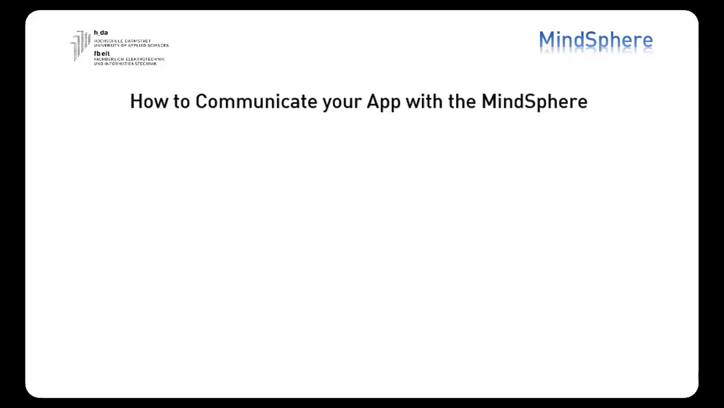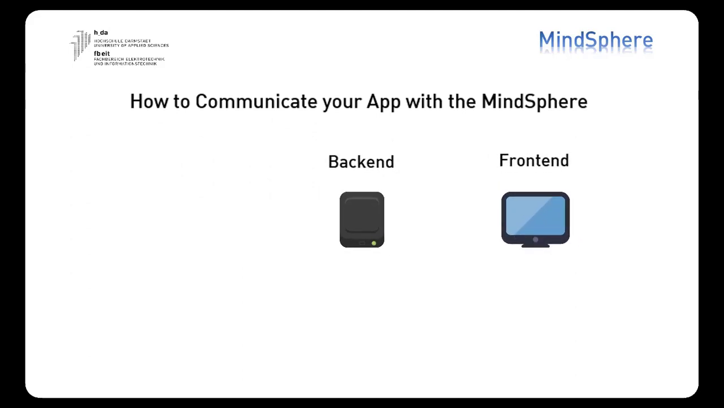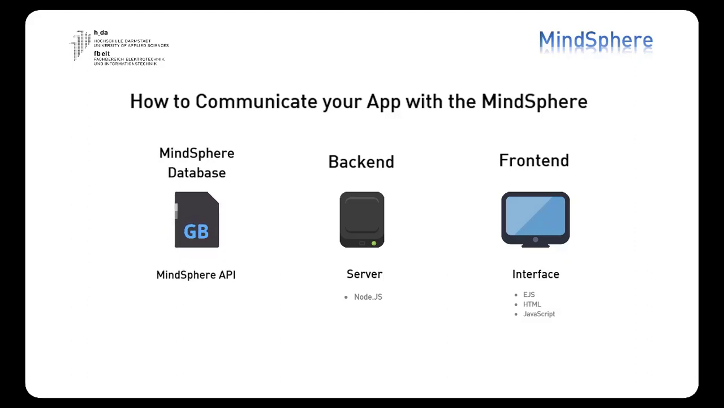Our app is divided in two main parts, Backend and Frontend. Backend is the Node.js server running on the cloud, and Frontend is the HTML, CSS, JavaScript interface that we see on the browser. At the end of the day, our goal is to be able to show on the frontend some of the data that we have been storing on the MindSphere.